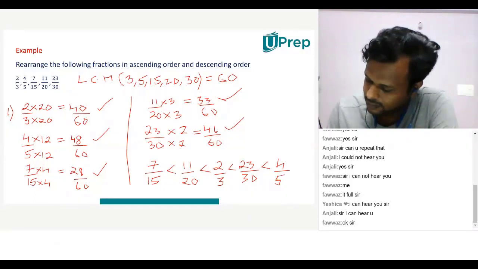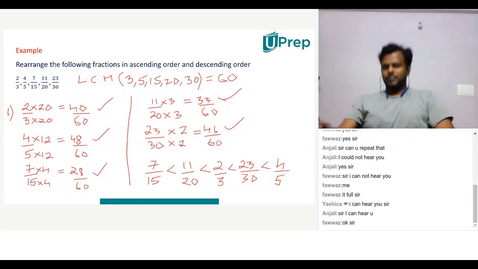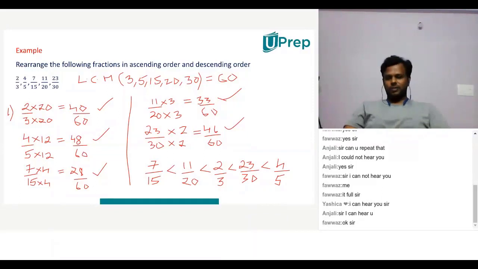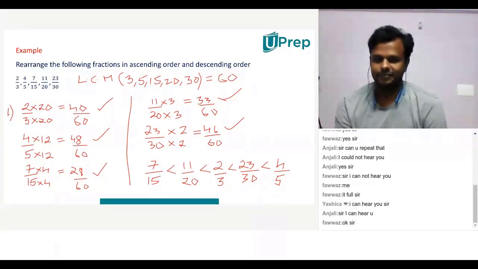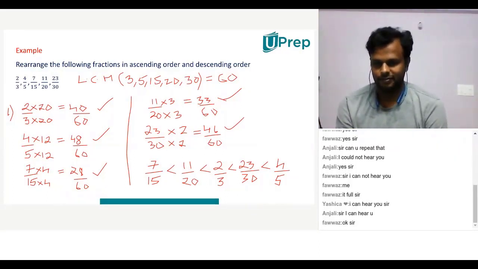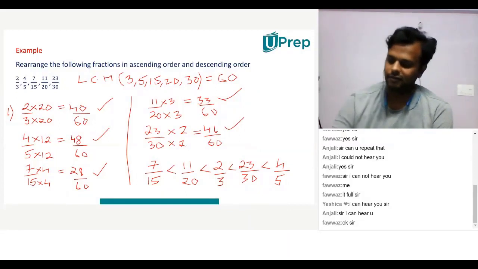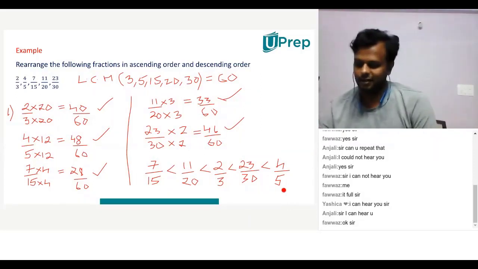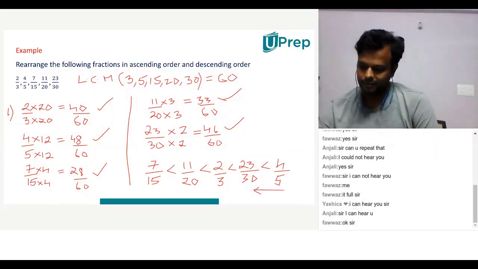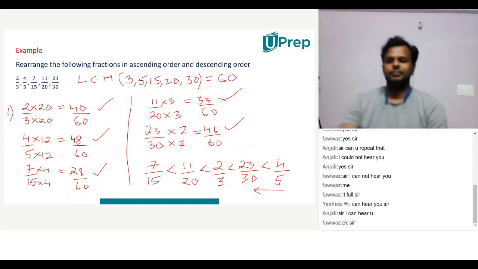Sir, can I answer the descending order? No, descending order will just be the opposite. You just have to look from the other side. Yes, sir. That is already understood, right? Yes, sir. Okay. So children, this is the ascending order for you. If you want the descending order, you write from this side. That's it.